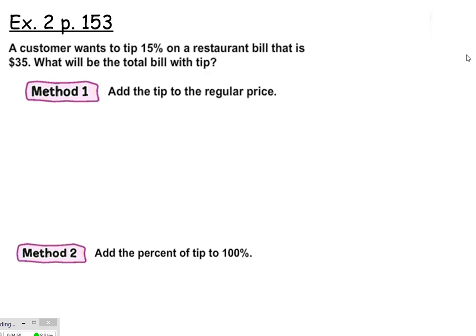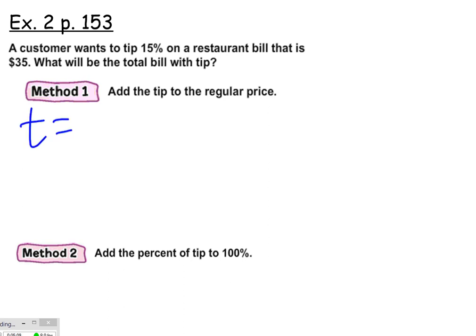Now we're going to start example 2, page 153. A customer wants to tip 15% on a restaurant bill that is $35. What will the total bill be with tip? So we need to add the tip to the regular price. First of all, let's figure out what the tip is equal to.